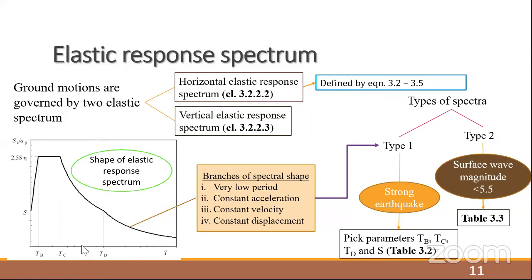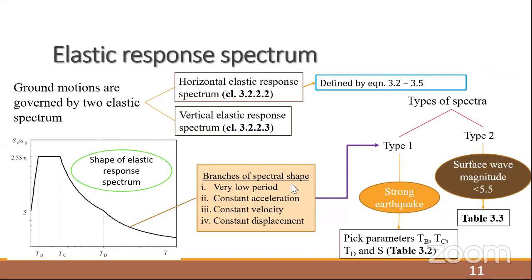We are going to check on these factors depending on several parameters that we can develop from the tables which we are going to see. So out of that, then we have two kinds of spectra. We have type one and type two kinds of spectrum.